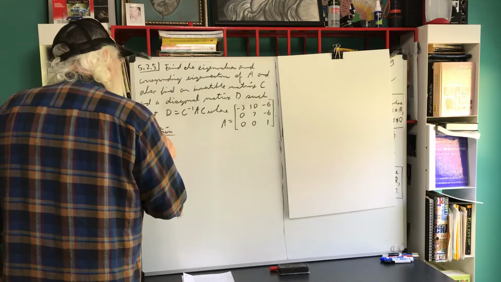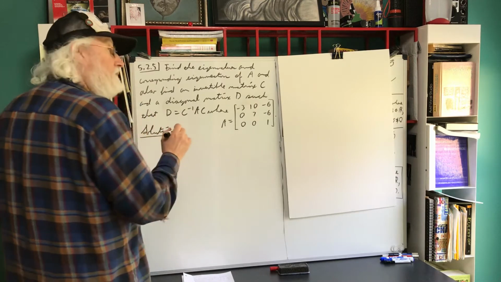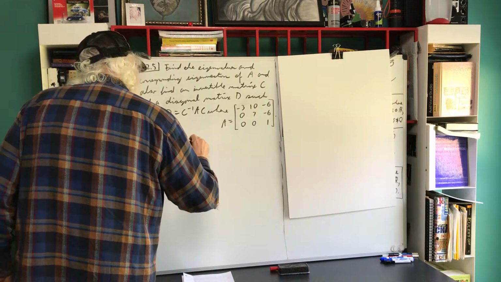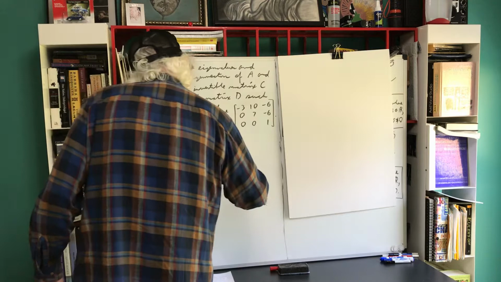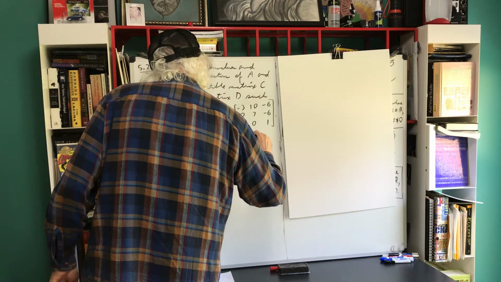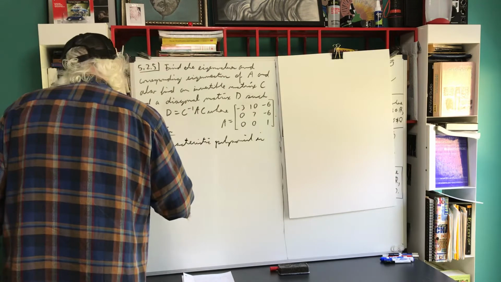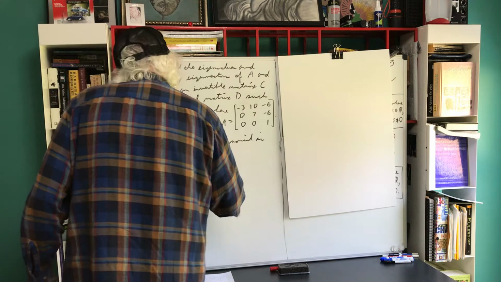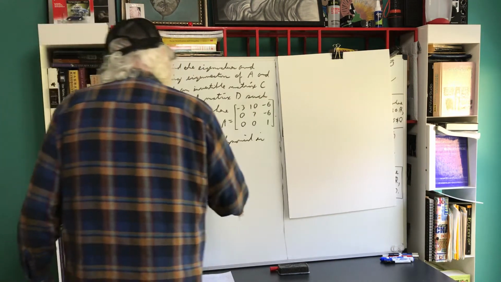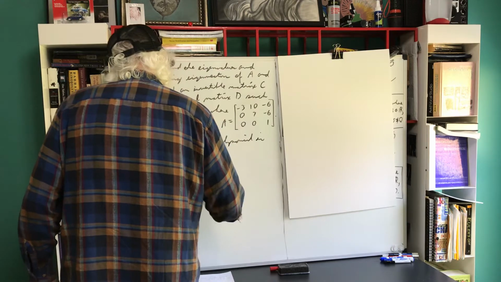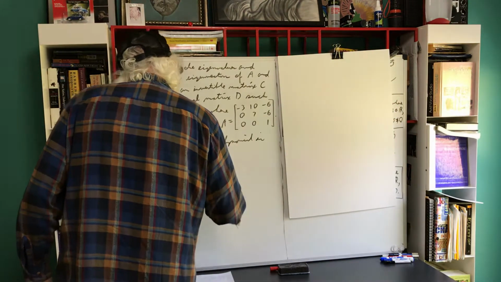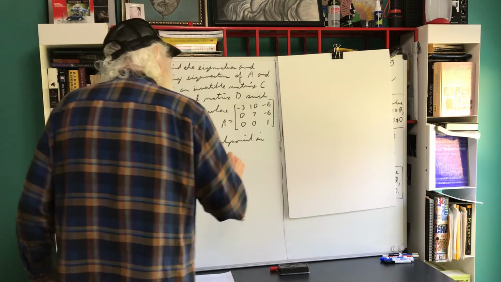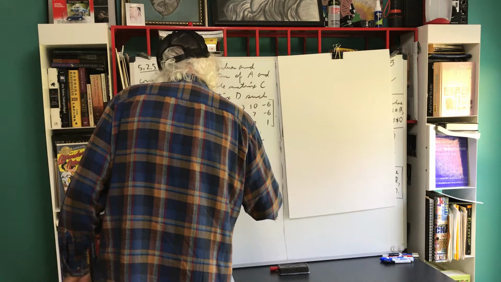They want eigenvalues. We need the characteristic polynomial. The characteristic polynomial is the determinant of A minus lambda I. We'll set that equal to 0 to find the eigenvalues. So we'll take matrix A and take a determinant, so little vertical bars. Negative 3 minus lambda. Remember, you subtract the lambdas down the diagonal of matrix A.